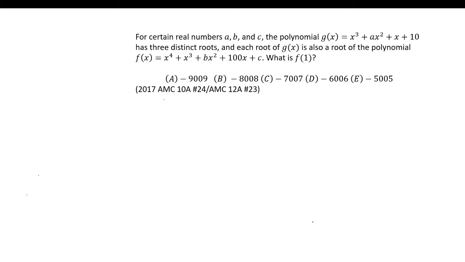So we're given that g of x has three distinct roots. Makes sense. G of x is a cubic, so it has three distinct roots. F of x is a quartic, so it has four roots, possibly repeated, but we know it also shares three roots with g of x, right? G of x has three distinct roots, and it shares all of those with f of x. F of x has four roots, possibly repeated. Most likely in the problem it's not repeated, but we can never guess to find the answer. We're assuming it might be repeated, might not be.